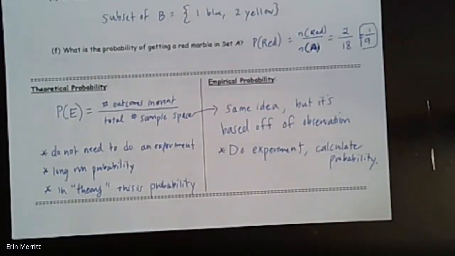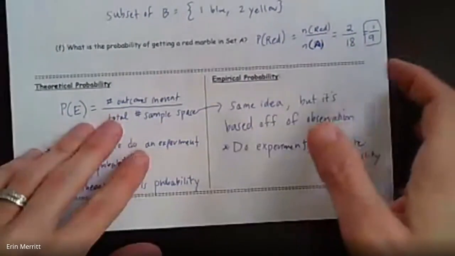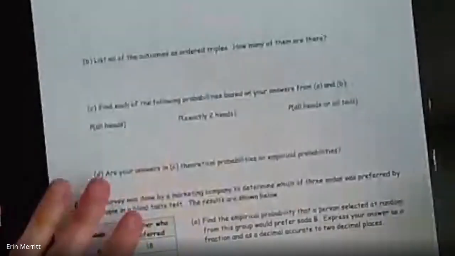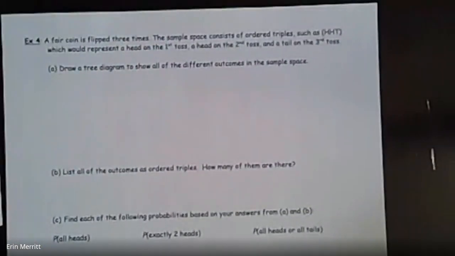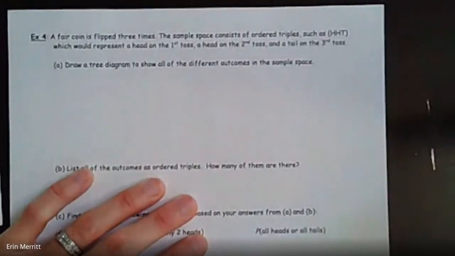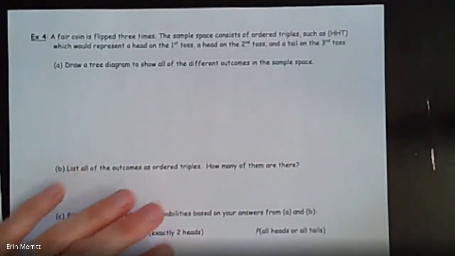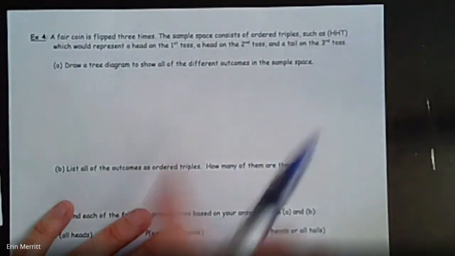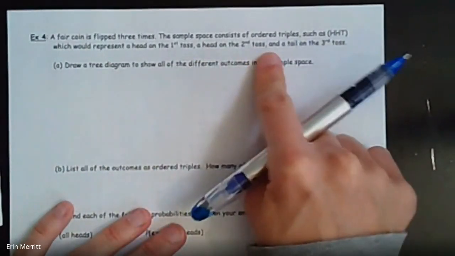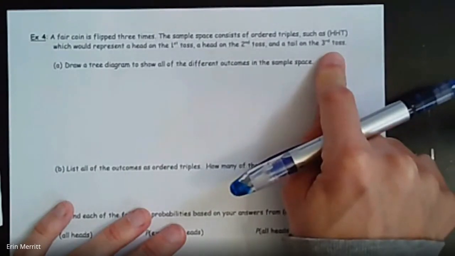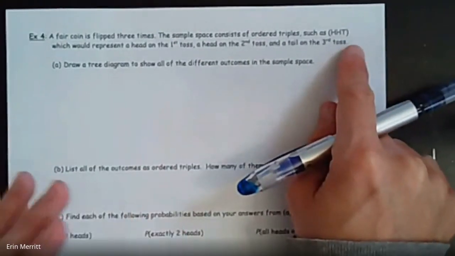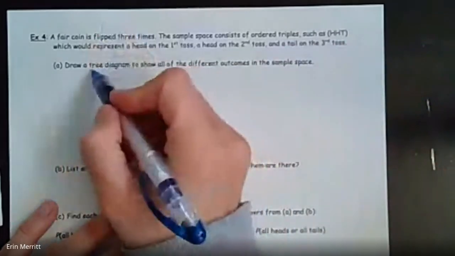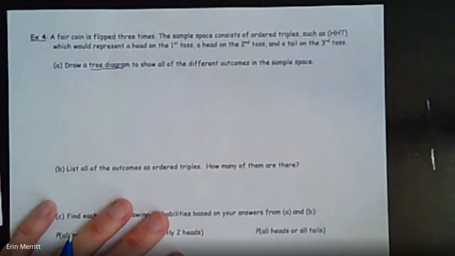Okay, we got one last page. I know first day, trying to get out all the basics sometimes takes us a little bit longer. Stay with me here, almost there. This last page is talking about a fair coin flipped 3 times. The sample space consists of ordered triples, such as HHT, meaning heads, heads, and then tails, which would represent the first toss being a head, second toss being a head, third toss being a tail. So it's in the order in which it happened, all right? Not random there. Then it says draw a tree diagram to show the different samples in the sample space.